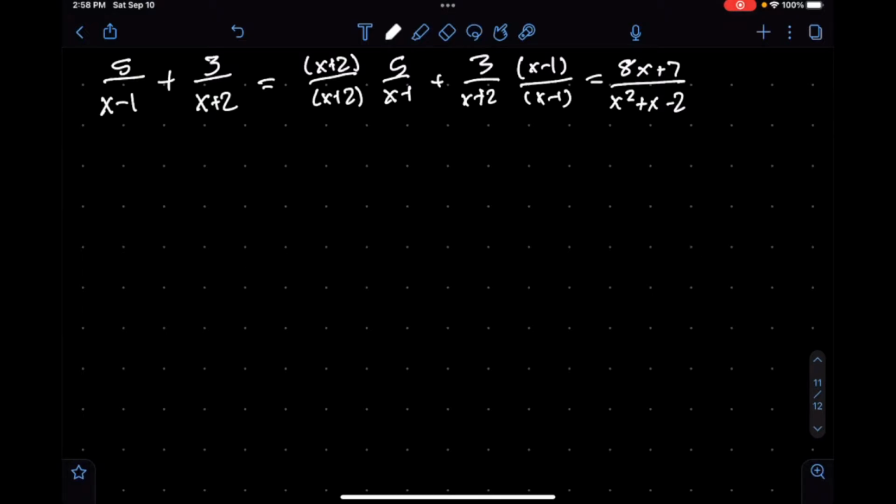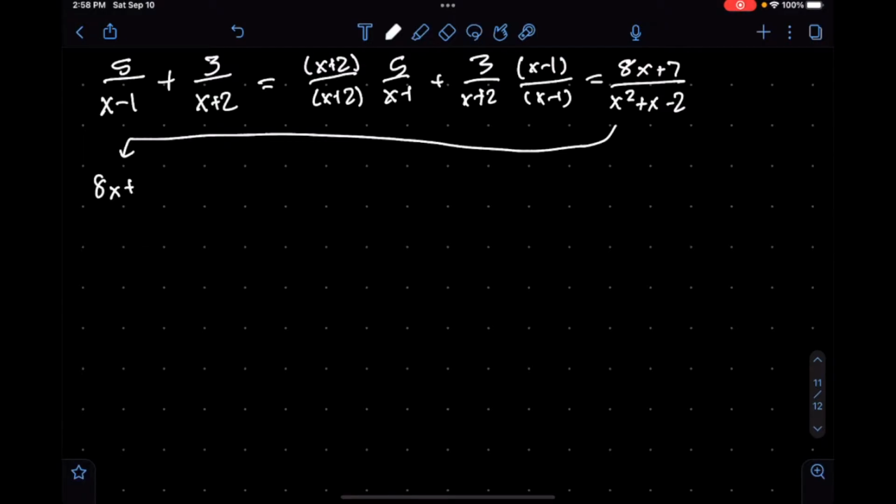What partial fraction decomposition wants us to do is to do this process backwards. And this process is a little bit more difficult than adding. So how do we start to decompose these fractions?